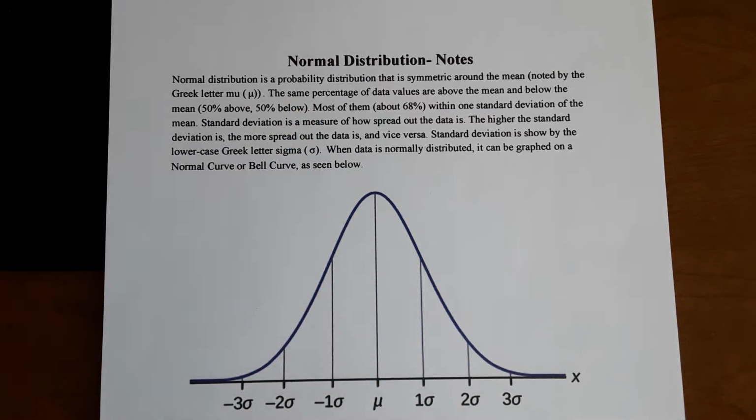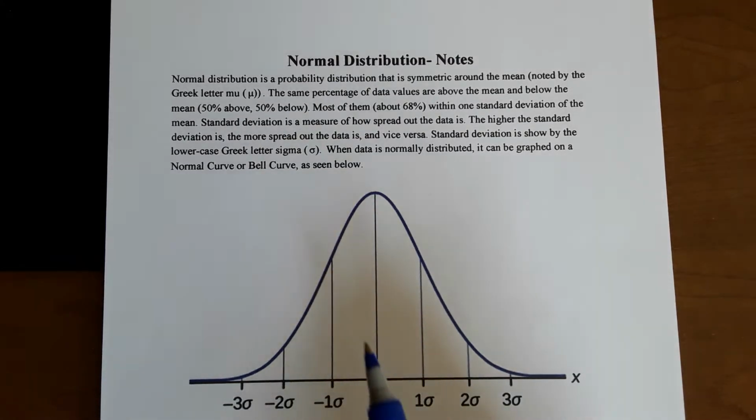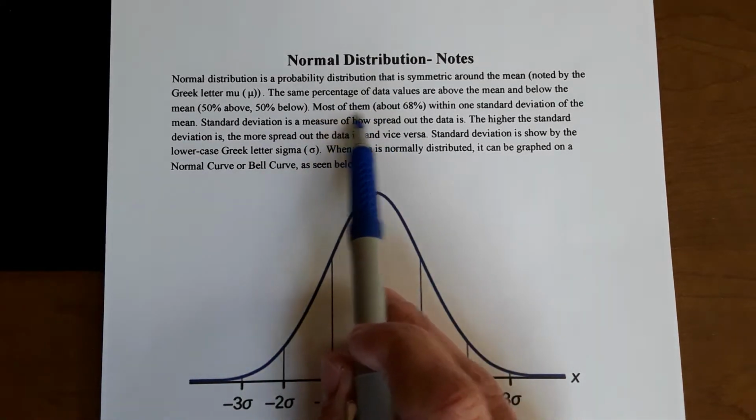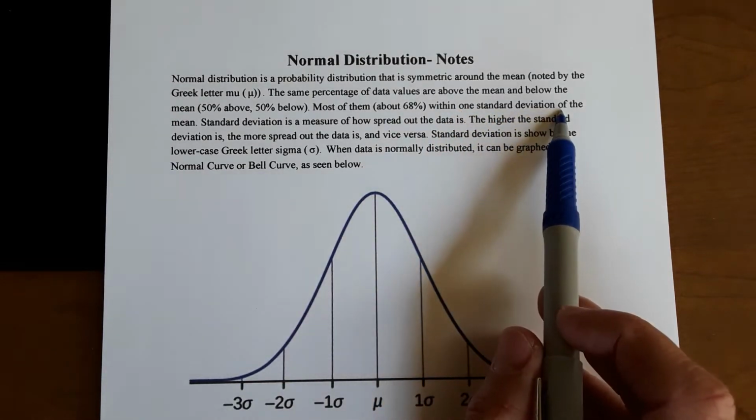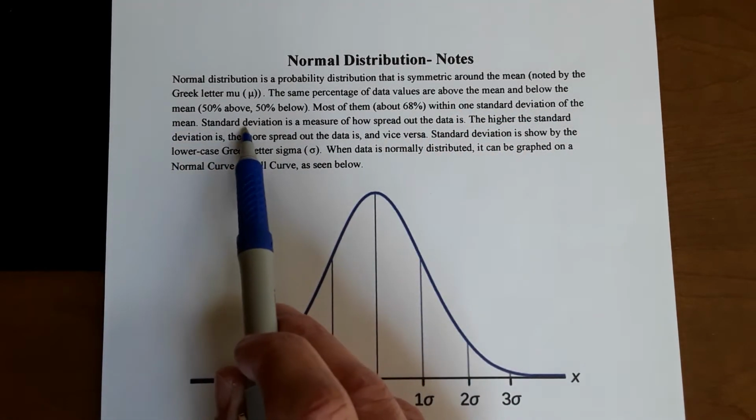The same percentage of data values are above the mean and below the mean. So 50% above, 50% below. Most of the values, about 68%, are within one standard deviation of the mean. Now that's a new term.